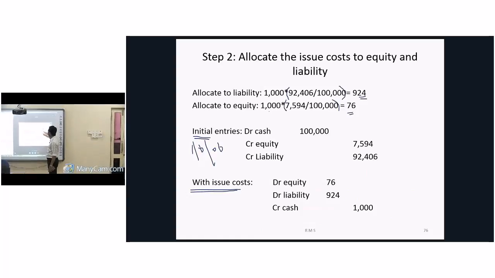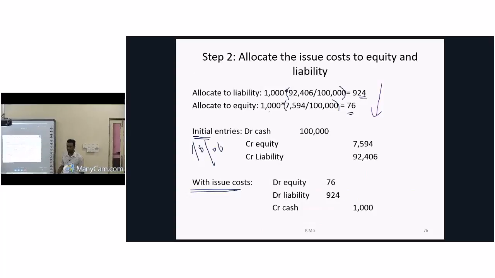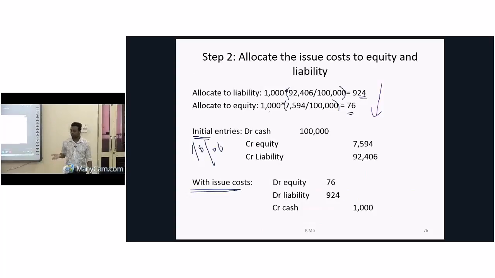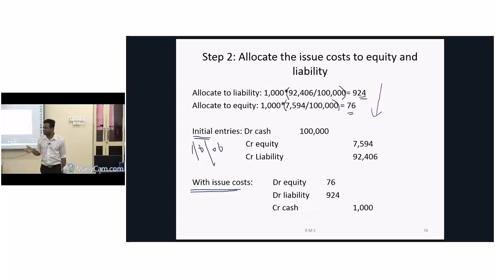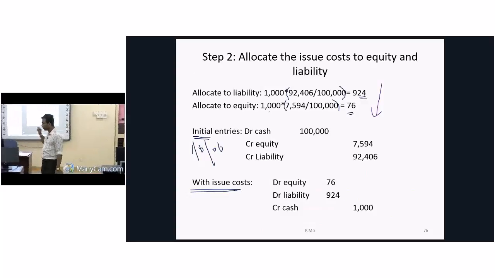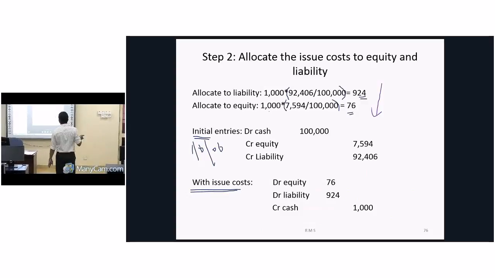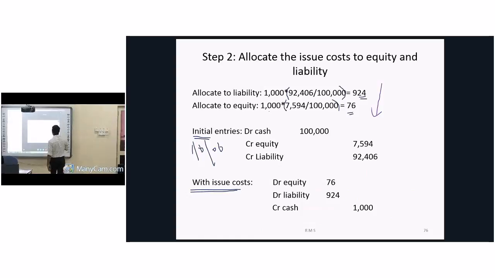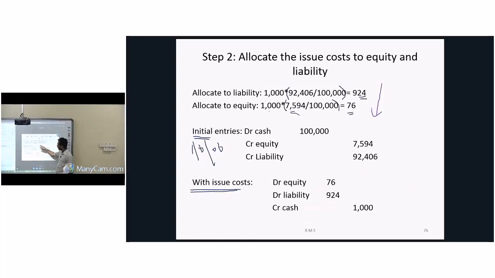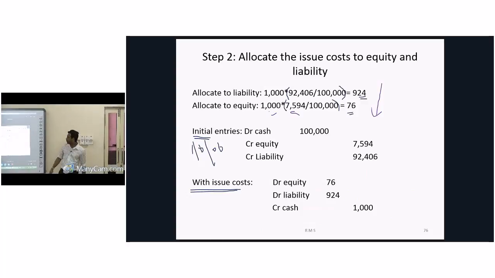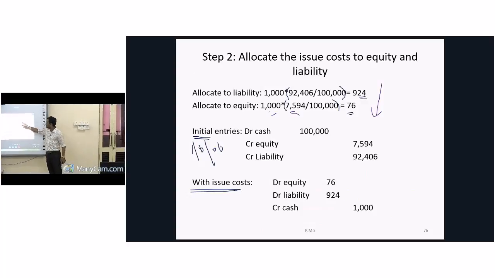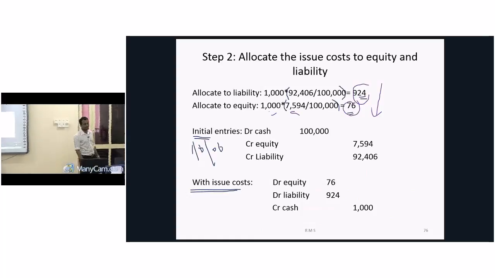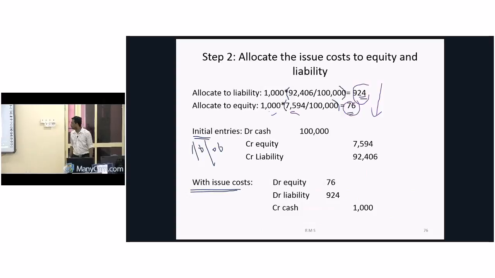Look at the way I have taken it, based on debt and equity. So we can take a ratio. Out of 100 million, 92 million is for debt and 7.5 or 7.6 or whatever the amount is for equity. Then how much of the 1000? That's how we took the proportionate value of the issue cost. So 924 for liability and 76 for equity.